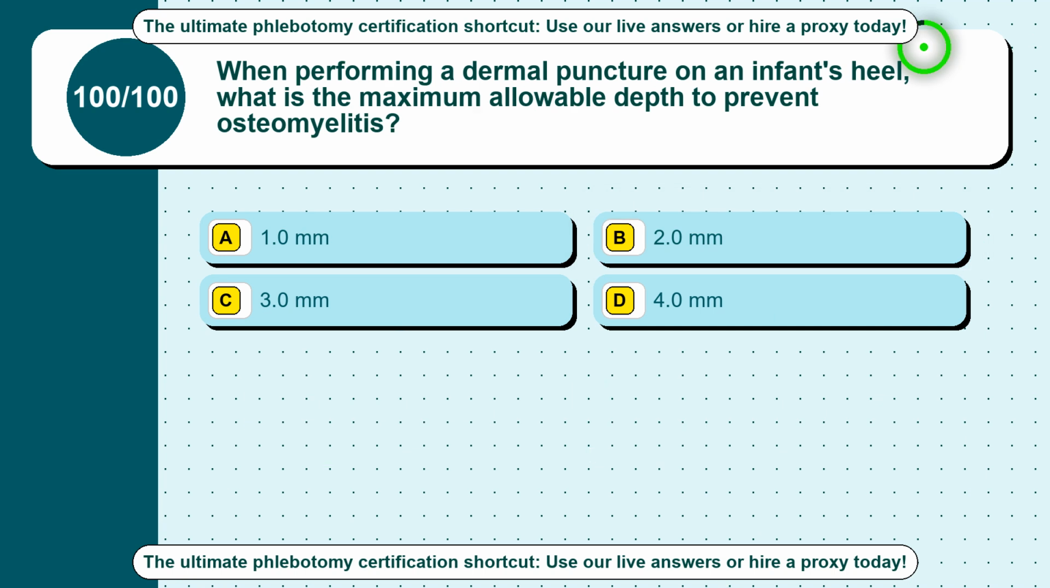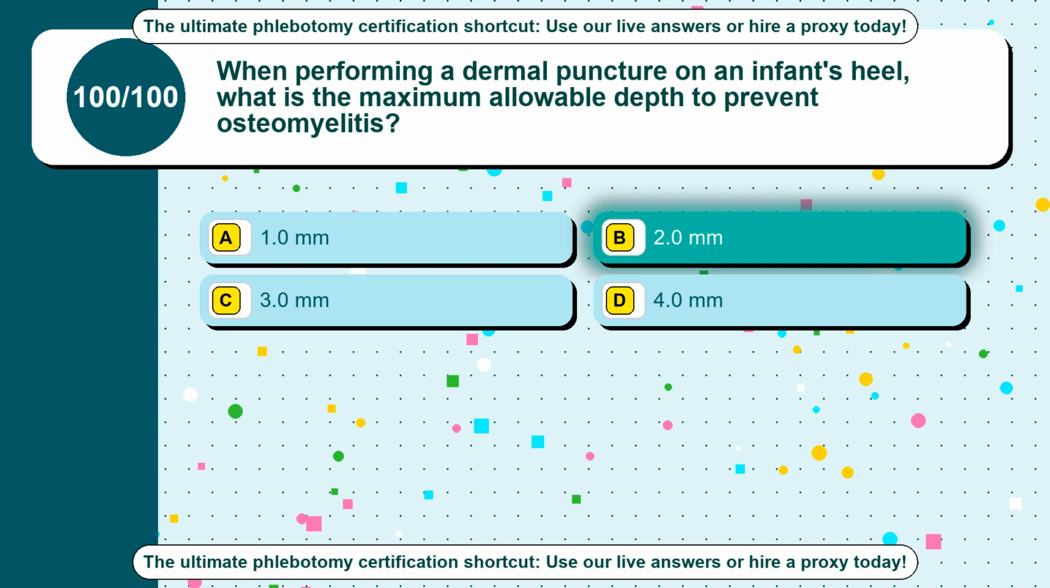Question 100. When performing a dermal puncture on an infant's heel, what is the maximum allowable depth to prevent osteomyelitis? Option A, 1.0 mm. Option B, 2.0 mm. Option C, 3.0 mm. Option D, 4.0 mm. The correct answer is option B, 2.0 mm.